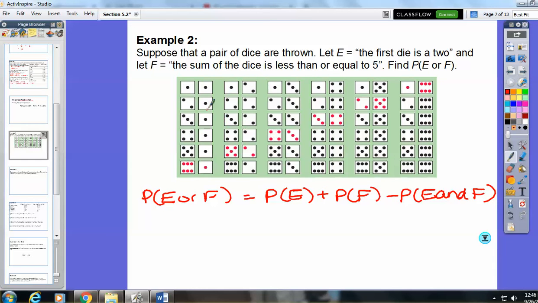How many times is the first dice a 2 in this? 5, 6. Out of how many total times, Stu? How many combinations are up here? 36. Okay, F. The sum is less than or equal to 5. This is less than. Could you do the 5 plus 1 though? I couldn't do 4 plus 2, but I could do the 2 plus 3, 2 plus 2, 2 and 1, 3 and 1, 3 and 2.